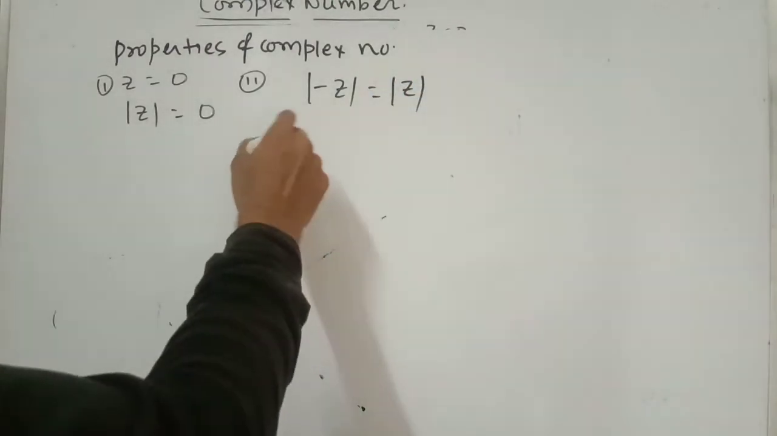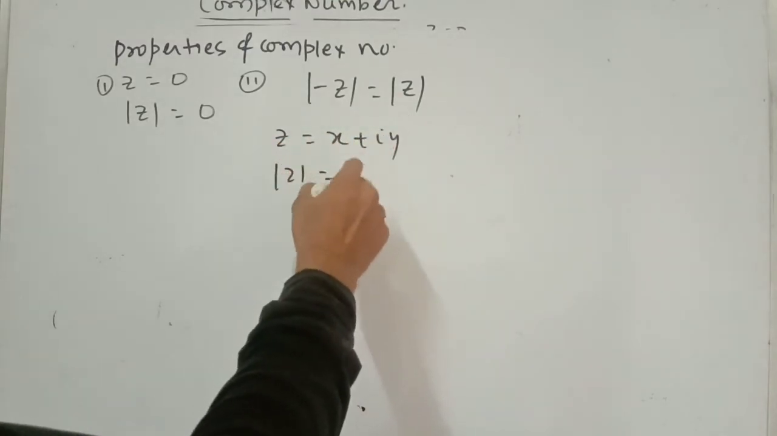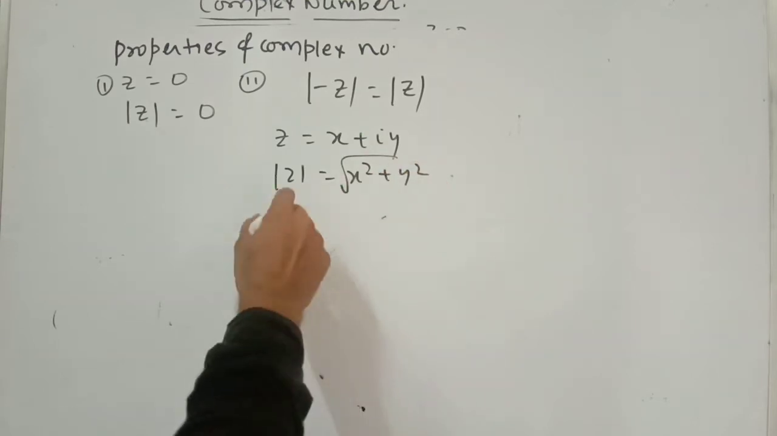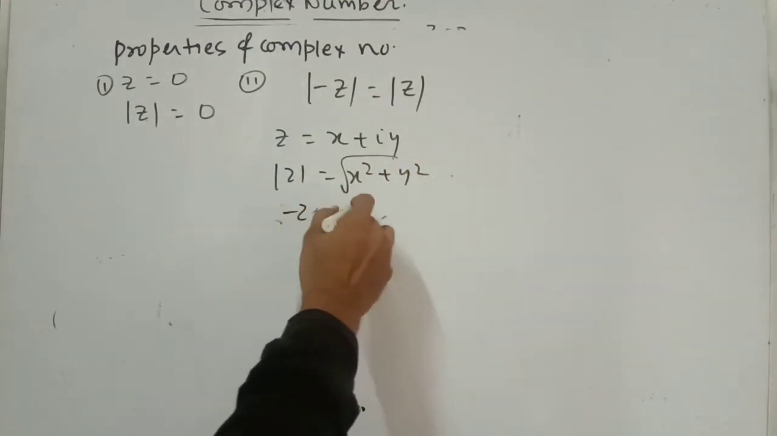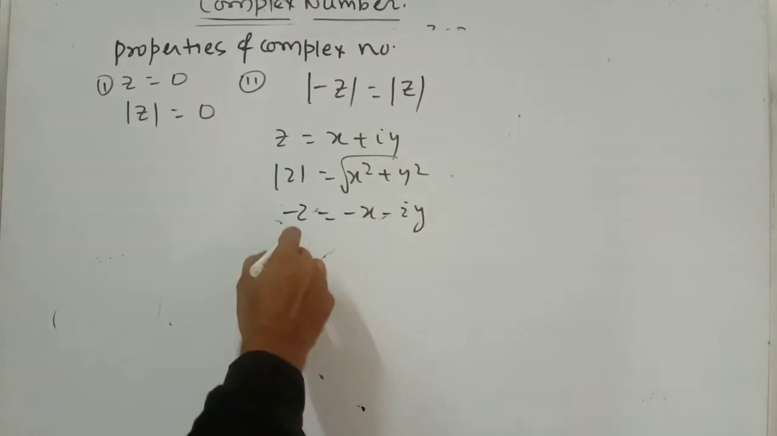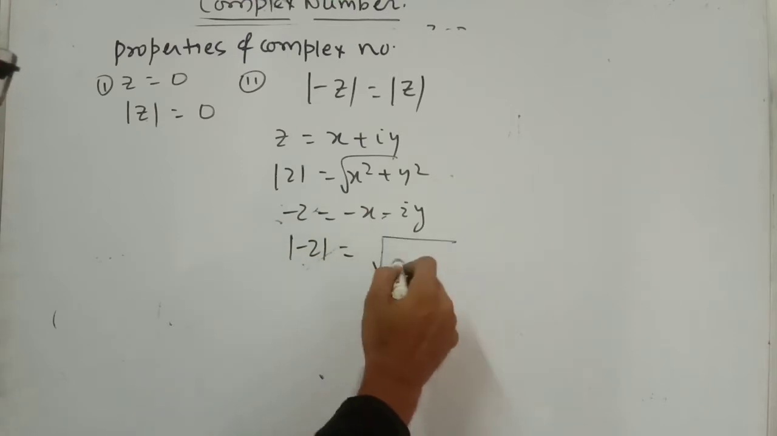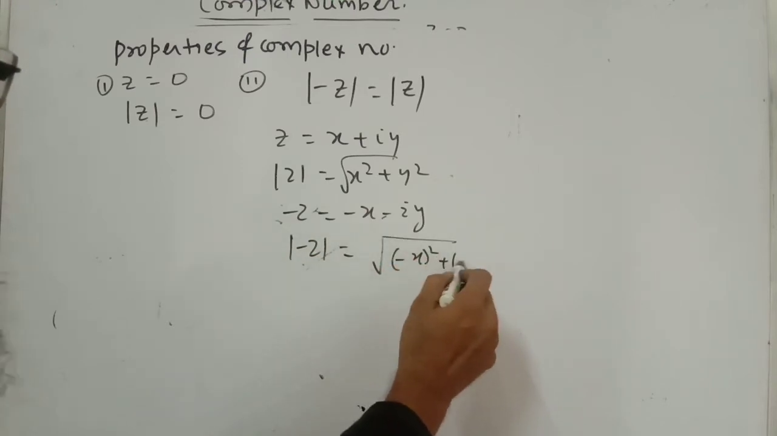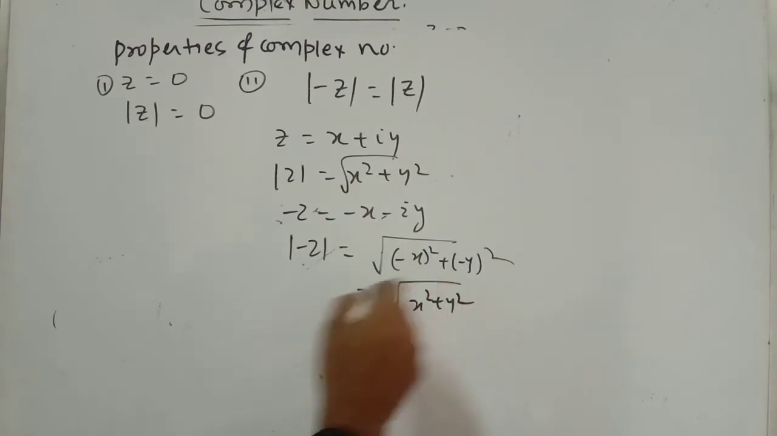Okay, so for example, let z equal x plus iy. So modulus of z equal to the square root of x square plus y square. Same here, minus z: first you find the complex number minus z equal to minus x minus iy. When you find the modulus of the negative complex number, it will become the square root of minus x square plus minus y square, so it will become the same, x square plus y square.